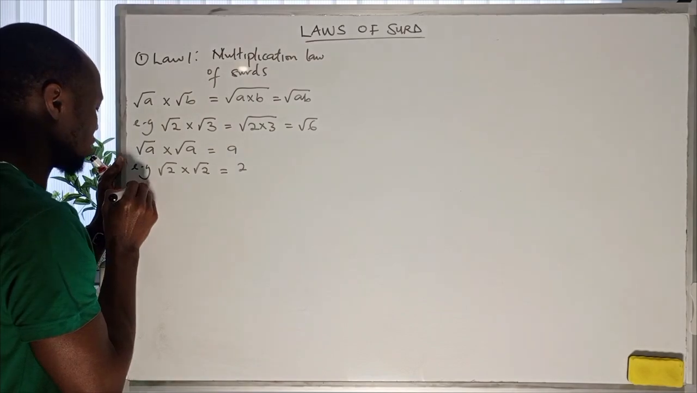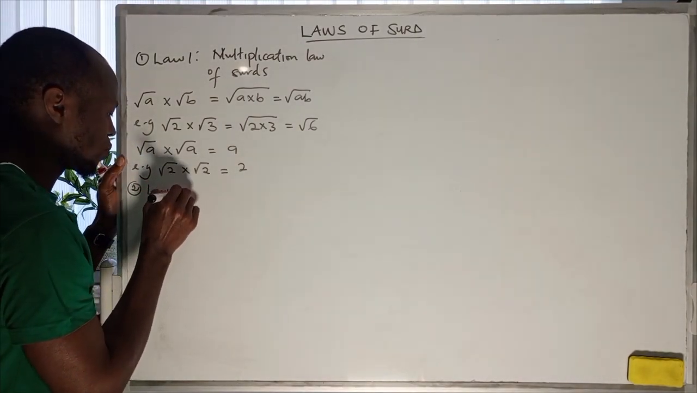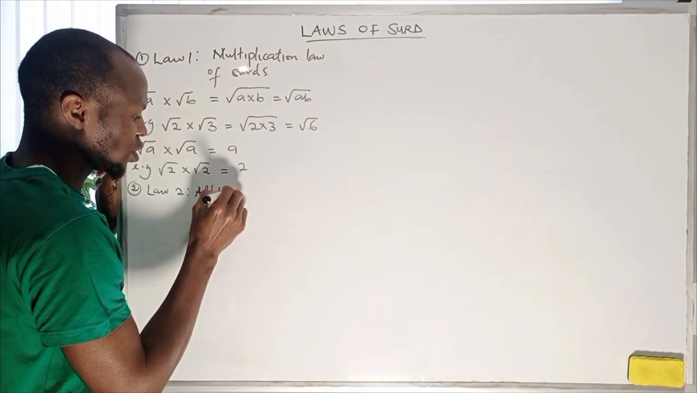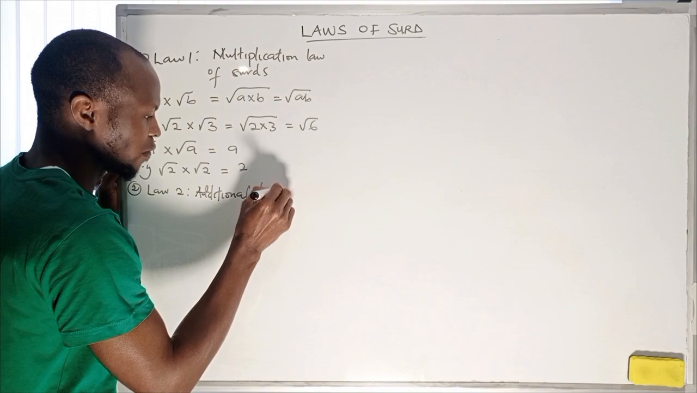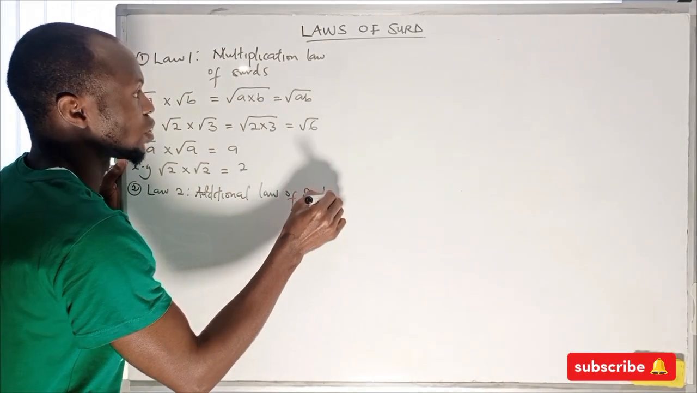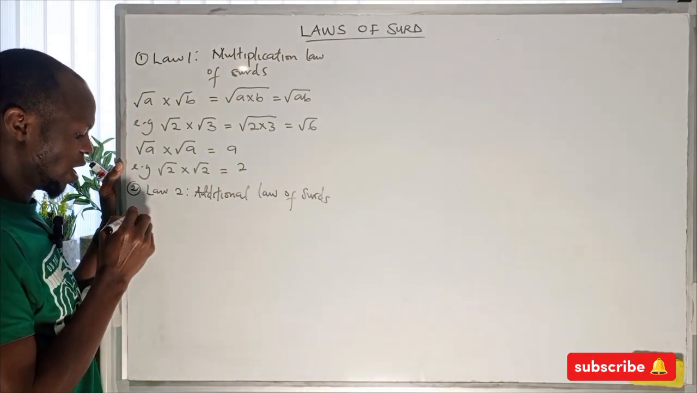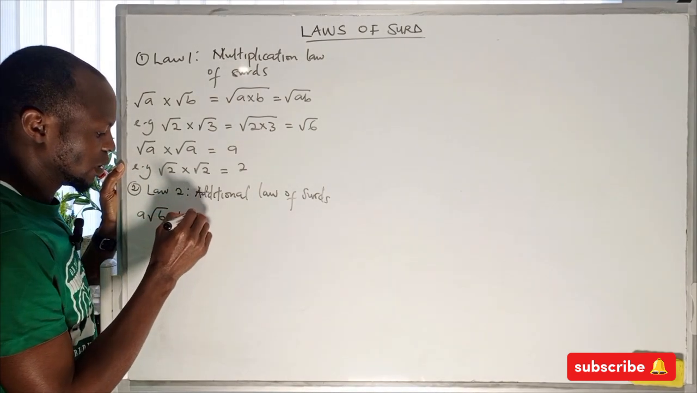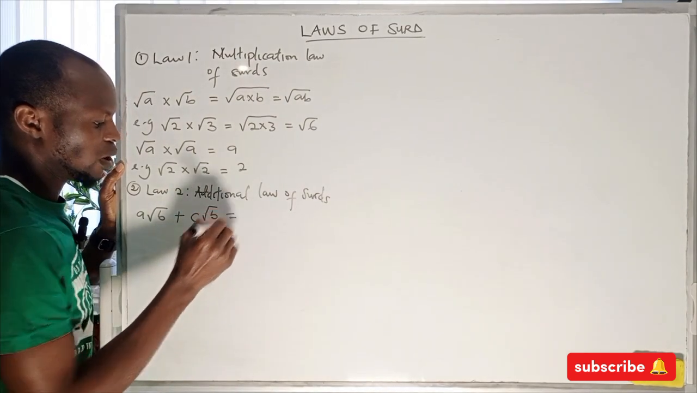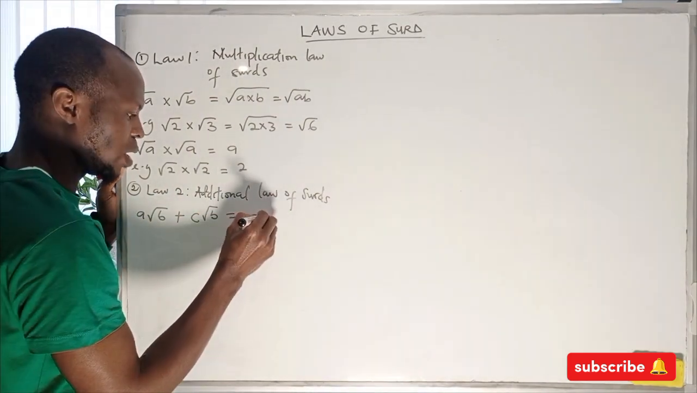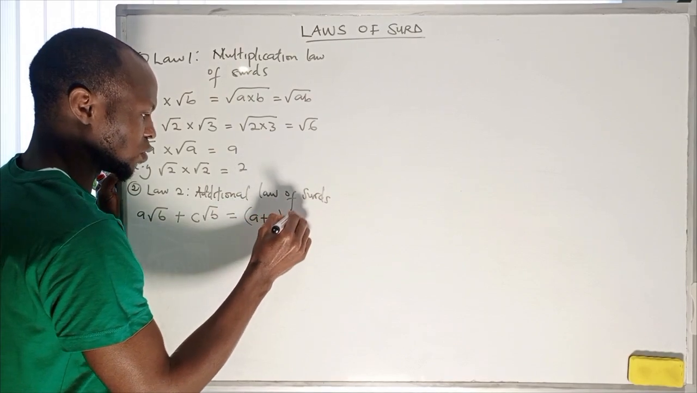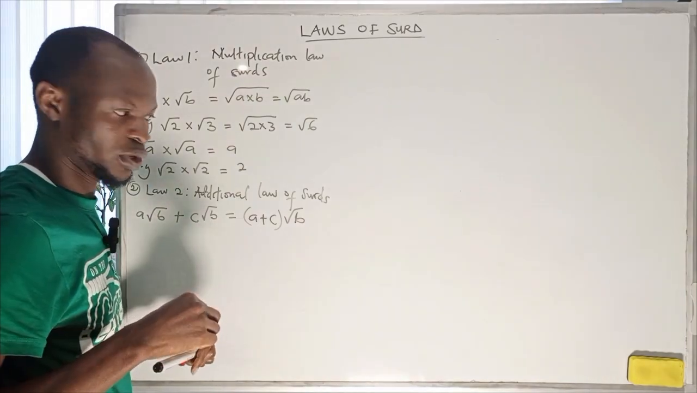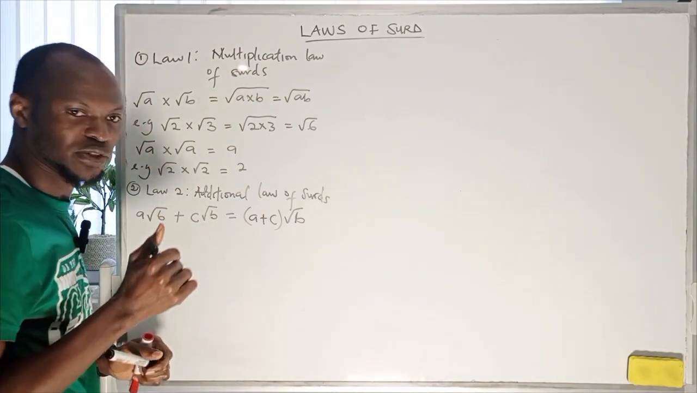Okay, let's go to law 2, which is known as the addition law of surds, which says when we have A surd B plus C surd B, it is equivalent to A plus C, surd B. Take note, you can only add surds together when they contain similar surds.